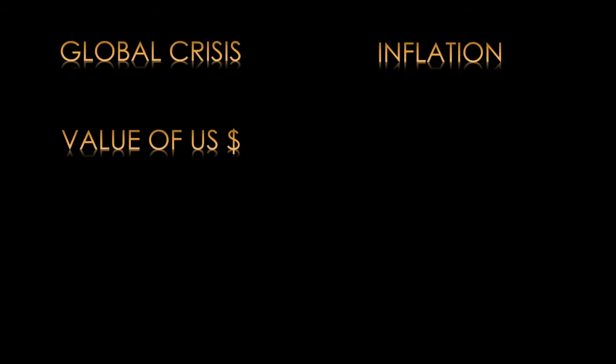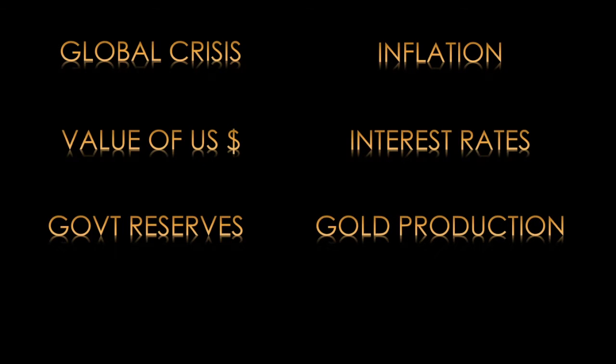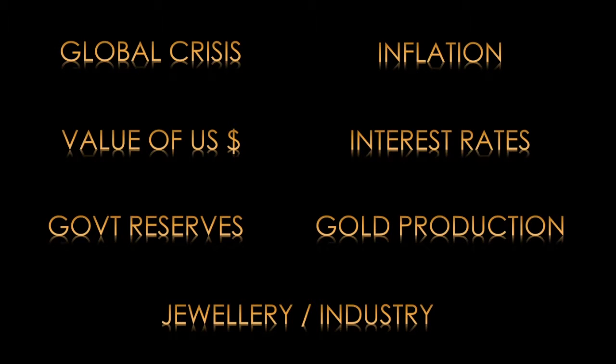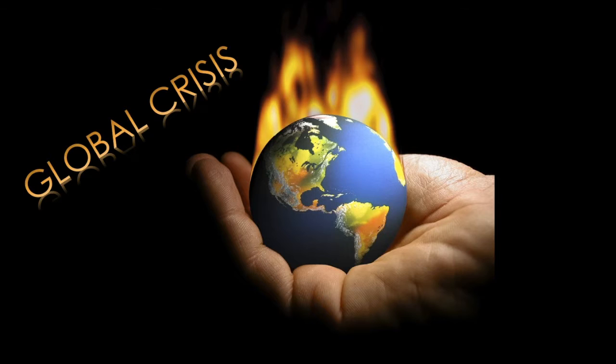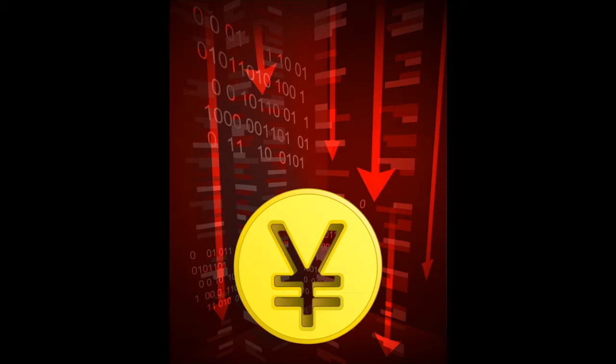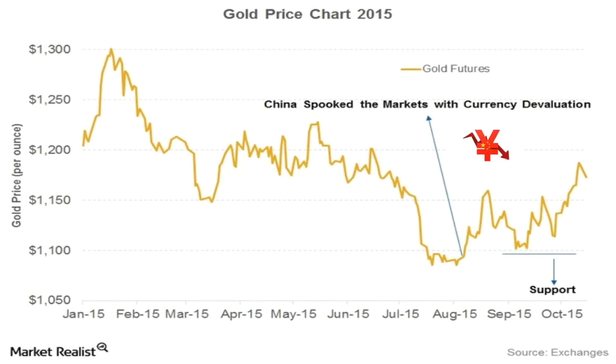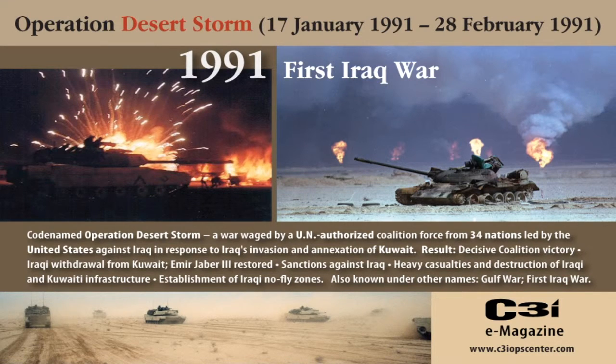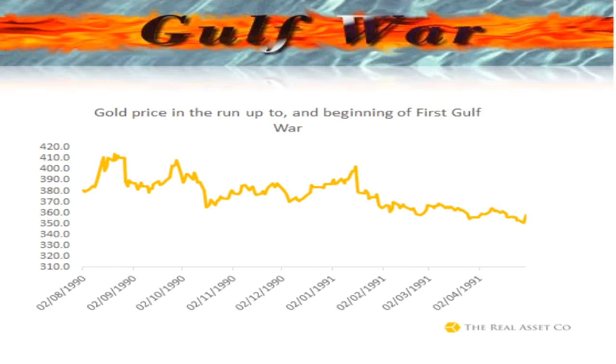The major factors are global crisis, inflation, value of the US dollar, interest rates, government reserves, gold production, jewelry, and industry. The first factor affecting the price of bullion is global crisis. World events often have an impact on the price of gold because gold is viewed as a source of safety amid economic or geopolitical chaos. As recent as 2015, the price of gold spiked when the yuan was devalued as people became uncertain about economic stability in the country. In other cases, military action may actually increase reassurance with geopolitical situations. For example, the gold price softened at the beginning of the Gulf War I. The bottom line is that political disturbances equate to more interest in gold as a safe haven, therefore, it is also called the crisis commodity.